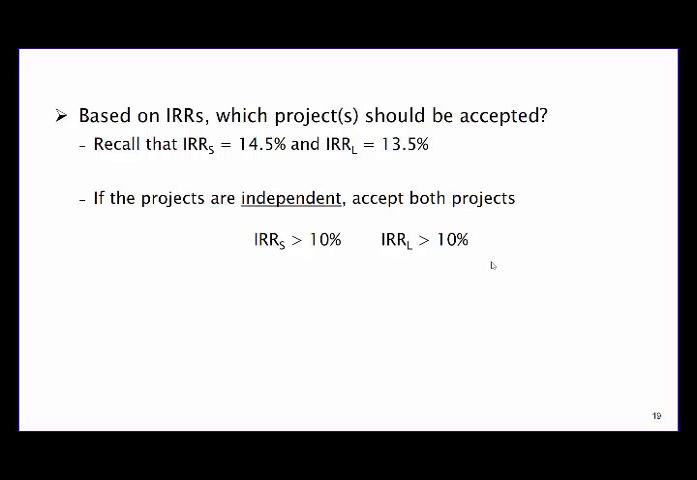So they're both acceptable. And let me point out that for independent projects, you can use NPV or IRR. You'll get the same decision. If it had been the other way, if the NPVs had been negative when we calculated them, the IRRs we would have calculated here would have been less than 10%. We'll see that when we do an NPV profile in the next section. Okay? But for independent projects, NPV and IRR will be consistent in telling you whether to accept or reject a project.